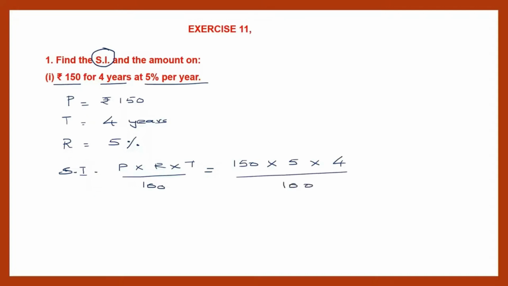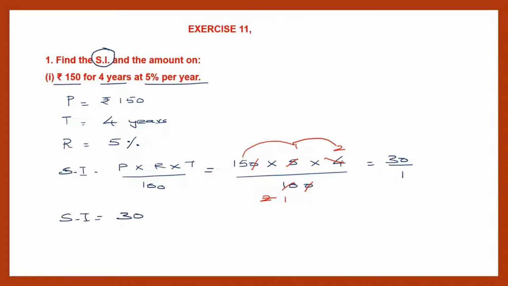So cancel what you can. Here I'm going to first cancel the zeros. Then I'm going to cancel 5 and 10. 5 ones are 5, 5 twos are 10. Now let's multiply the numerators. But before that, there's something else that you can cancel. I can cancel 2 and 4. 2 ones are 2 and 2 twos are 4. Now multiply the numerators: 15 into 1 into 2. 15 twos are 30. And in the denominator, we have 1. So we have found the simple interest to be 30.